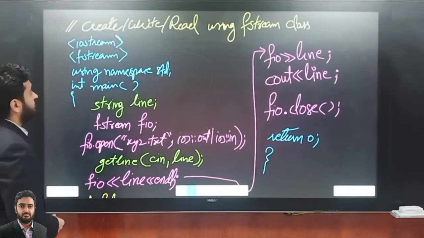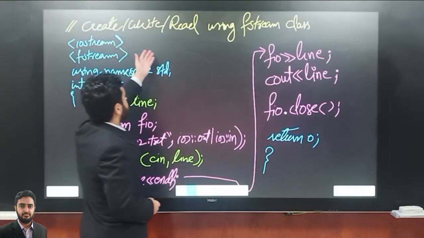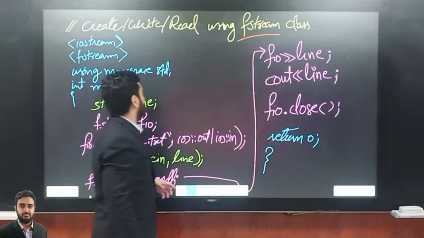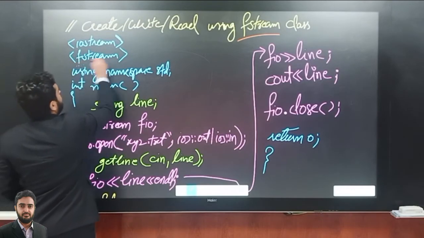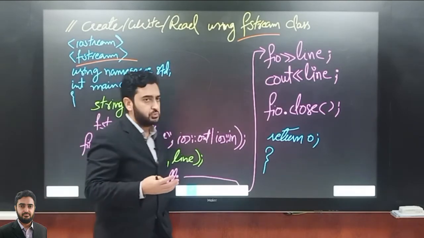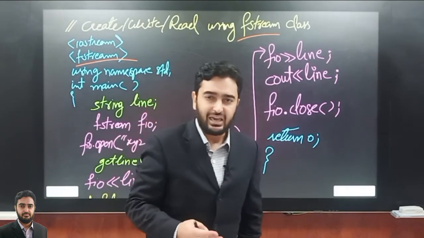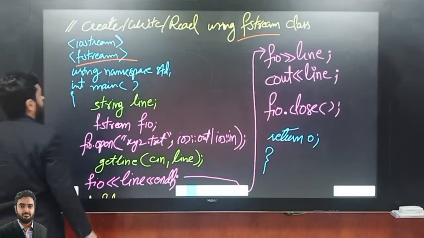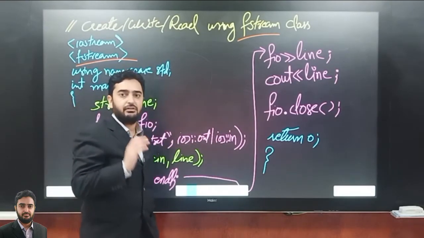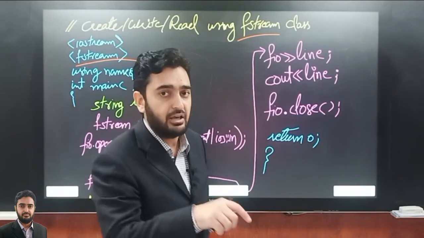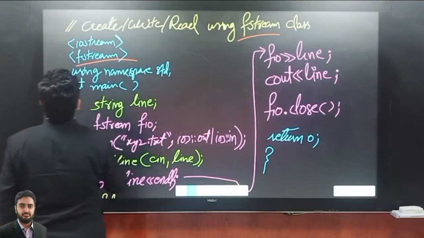Here you can see that we are going to create, write and read using the fstream class. This class is named exactly after the library. In this library we have three classes that can be used: ofstream, ifstream and fstream. So in this program we are using only fstream, not only for reading from the file, but we will also be able to write in the file and create the file.